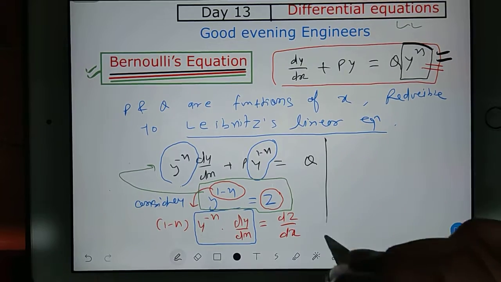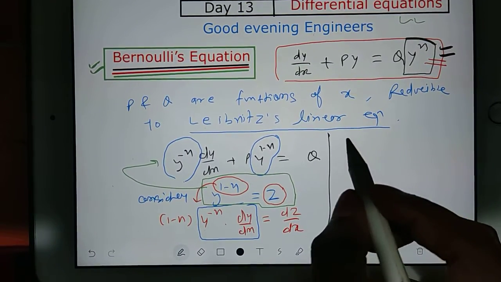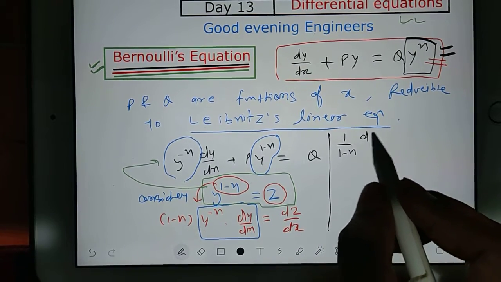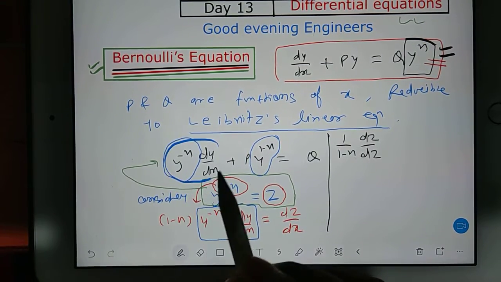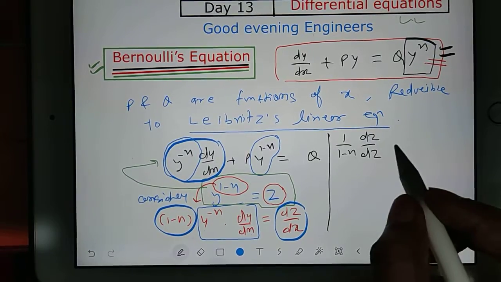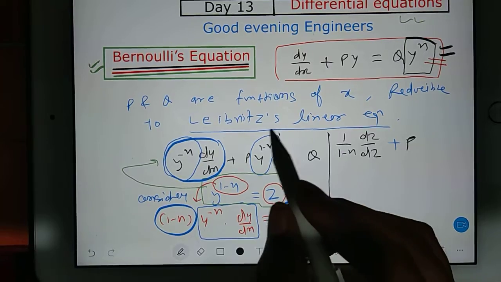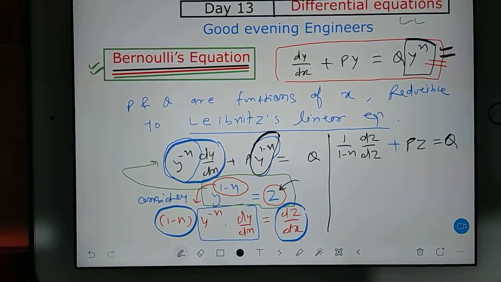So see, I am converting now. The new equation will look like, you just try to consider the format, 1 by 1 minus n and dz by dx. This total I have replaced with this and this. Then plus p, and this is nothing but z now. So z is equal to q, there is no change in q.